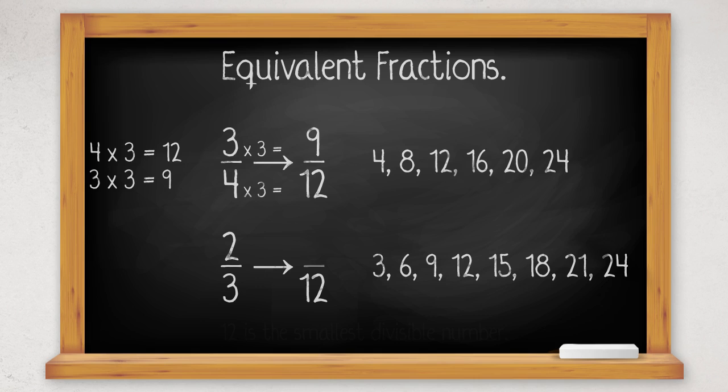Looking at the second fraction, what do I multiply 3 by to get 12? 3 goes into 12 4 times, so multiply the 3 by 4. This means I have to multiply the top number by 4. 2 times 4 equals 8, so 8 is the numerator. I now have two equivalent fractions with a common denominator.